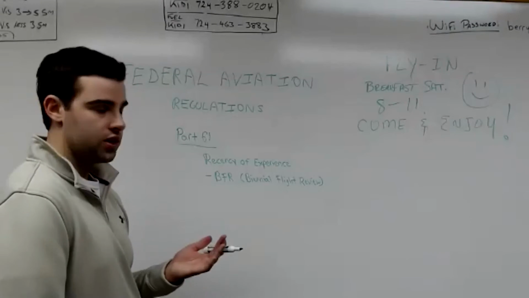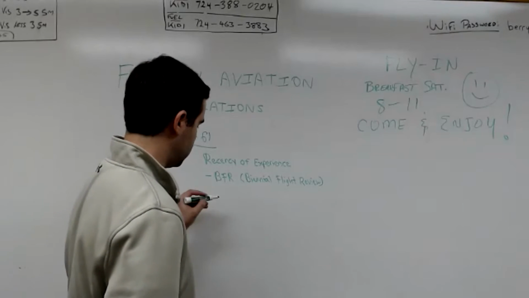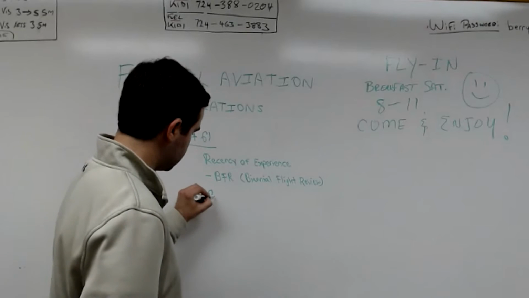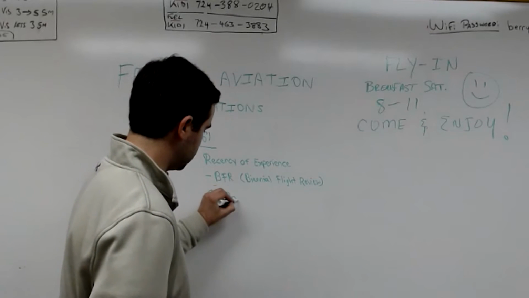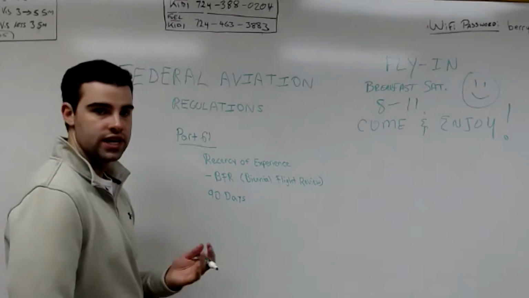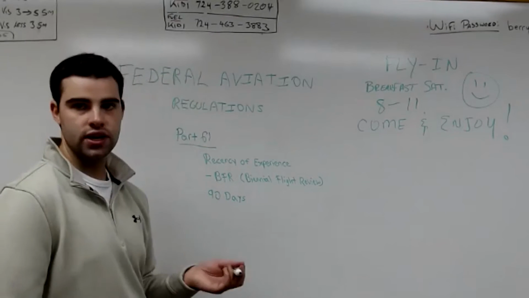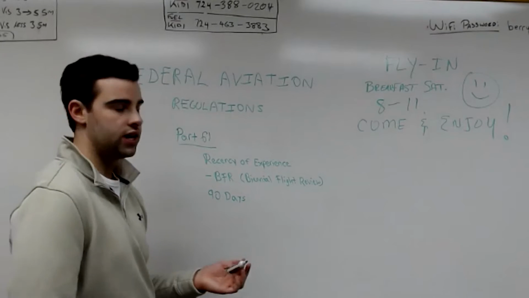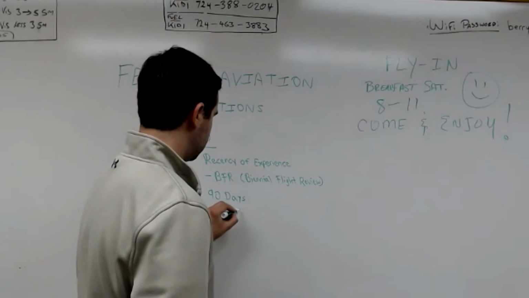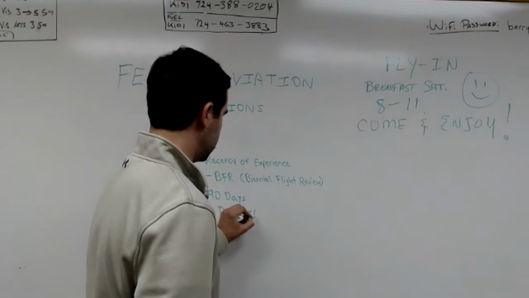Now, they're a little bit stricter as well. If you haven't flown, the FAA requires that every 90 days, you do 3 takeoffs and landings. Now, these have to be done for both daytime and nighttime. So you can't do 3 takeoffs and landings and automatically be current to fly at night as well. So for the daytime, 3 takeoffs and landings.